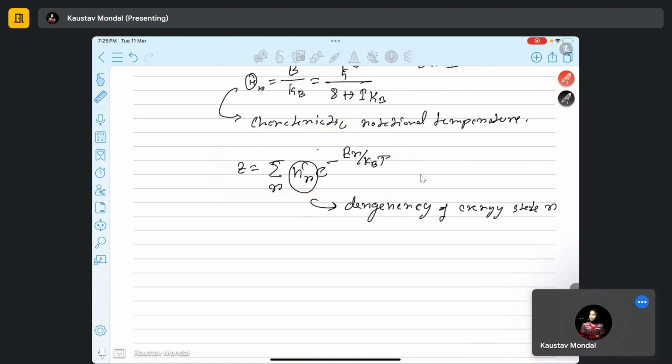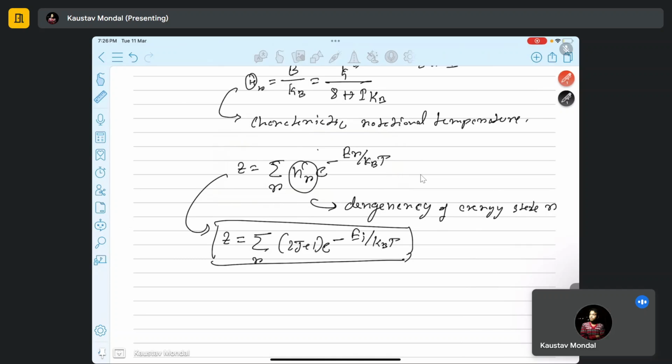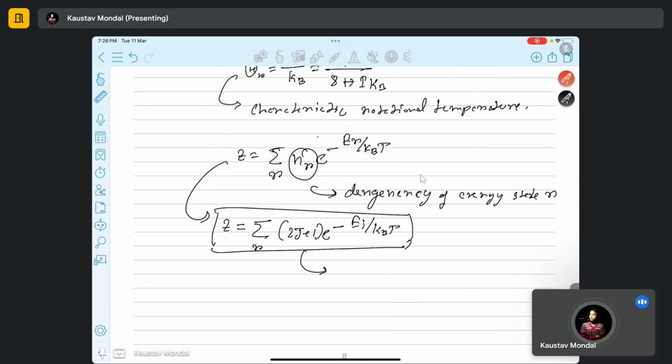Now for this rigid rotor problem, this molecular problem, this formula will be modified into the sum of 2J plus 1 times e to the power minus EJ per kT. This is now the modified partition function, where this is basically the degeneracy of energy level J.